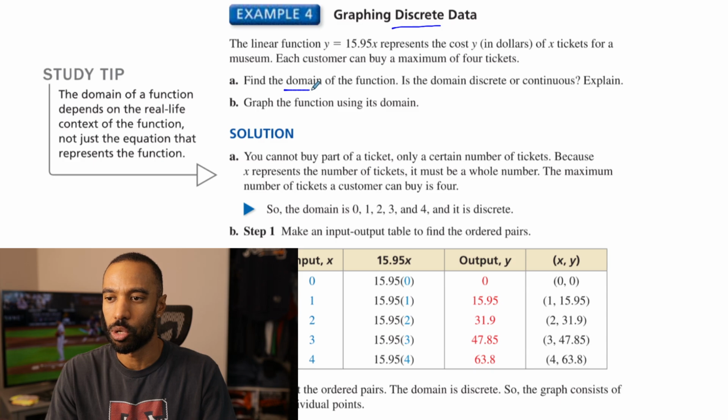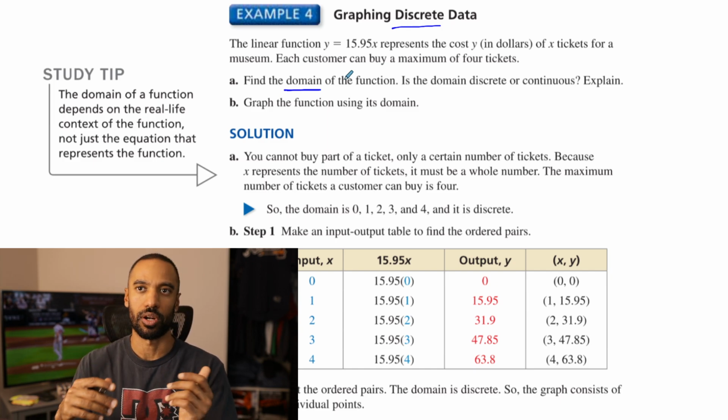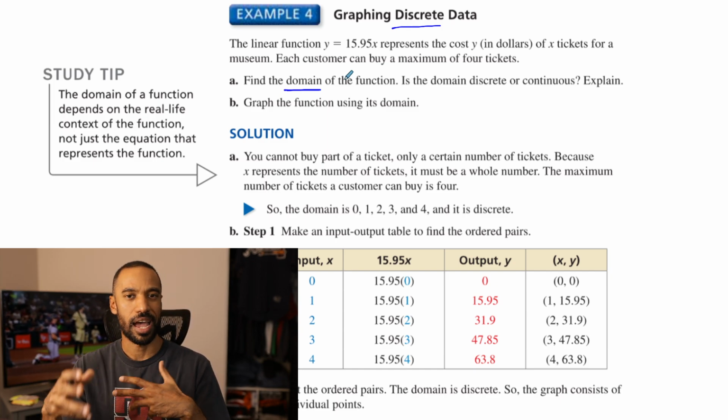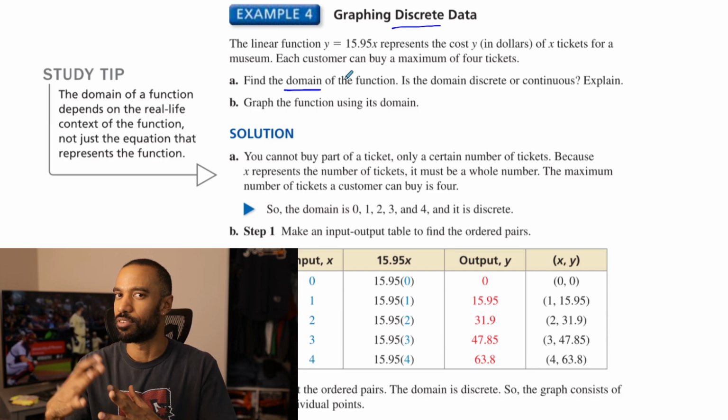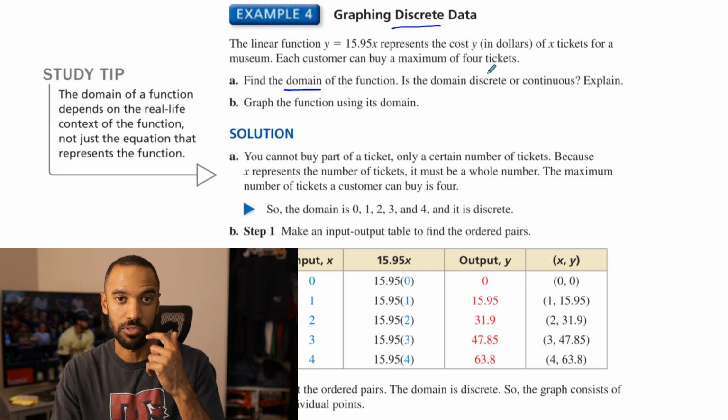So find the domain. The domain represents all the different x values that can possibly exist here. So we think about this. You can either buy a ticket or not. That means you can only have 1 or 2. You can't have 1.5 tickets, right? You can't have negative tickets, and you clearly can't have more than 4. A maximum of 4 tickets, so you can't have 6 or anything like that.